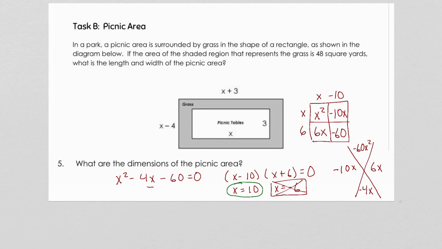But the question asks, what are the dimensions of the picnic area? So we're going to have to do a little bit more work here, not too much. We just have to put the 10 where it goes. So we know that 10 plus 3 would be 13. 10 minus 4 would be 6. So we know that the grassy area is 13 by 6. We know already that the width of the picnic table is 3, and then we know that if the length is x, the length is 10. So we figured out the dimensions of the picnic table and the dimensions of the picnic area.